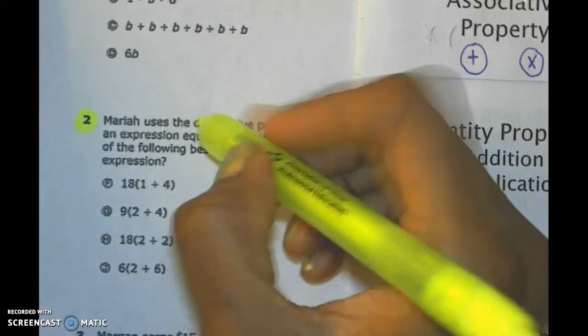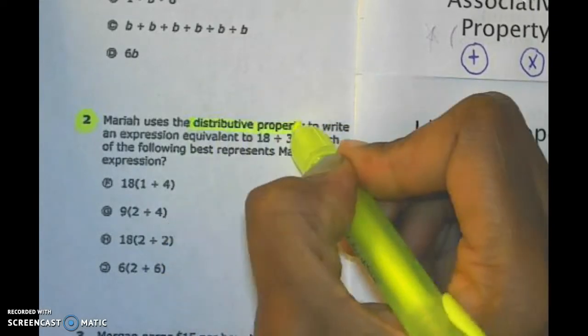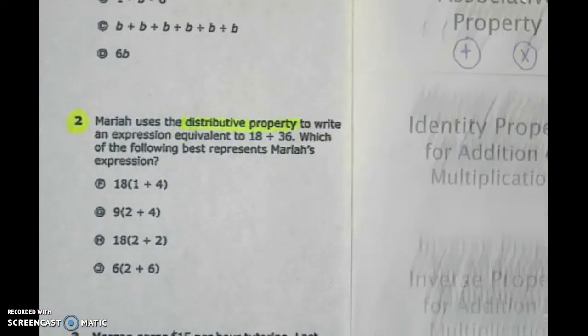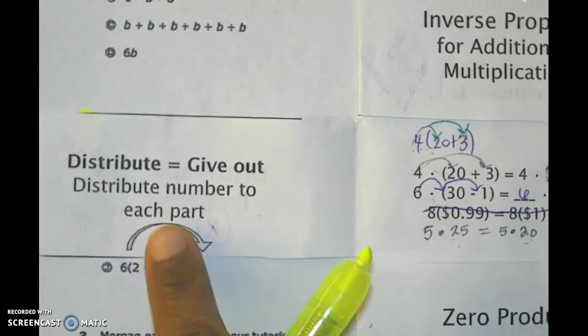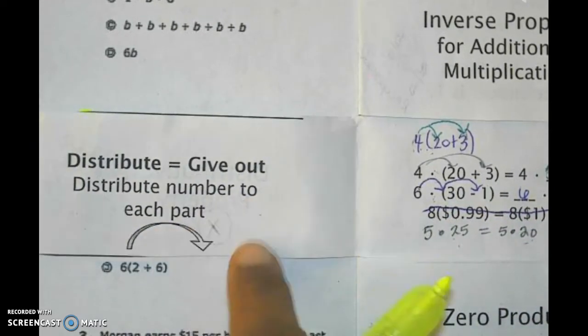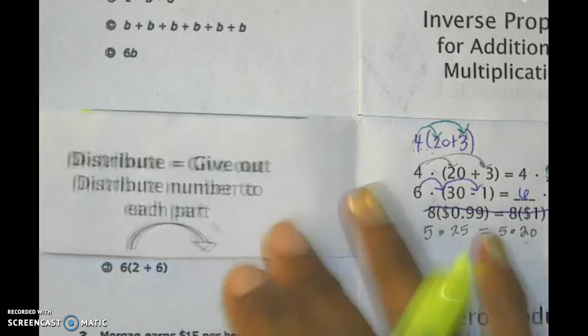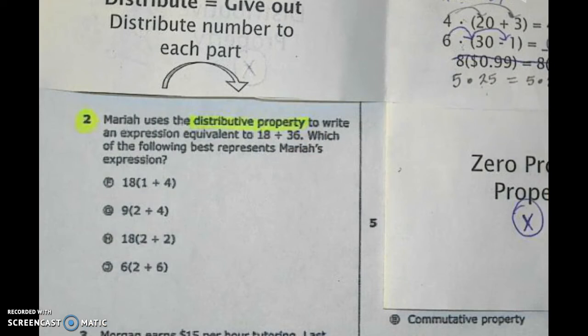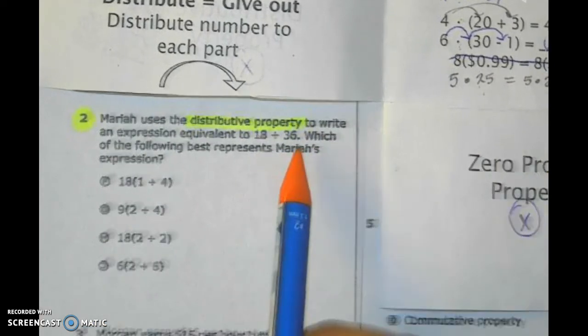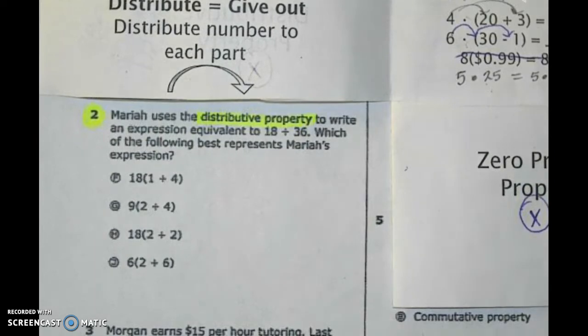So the first thing we need to know is that we are using the distributive property. And if you know anything about the distributive property, it tells us that we're going to distribute the number to each part. So we need to figure out which one of these will create an equivalent expression for this problem. So we're looking for 18 plus 36. The best thing to do is to work out each and every one of these problems until we figure out which one is going to give us 18 plus 36.